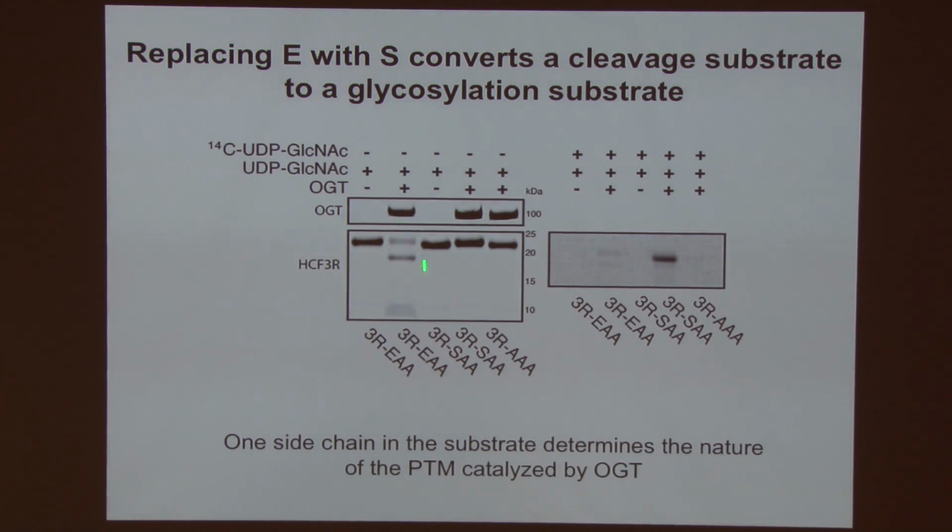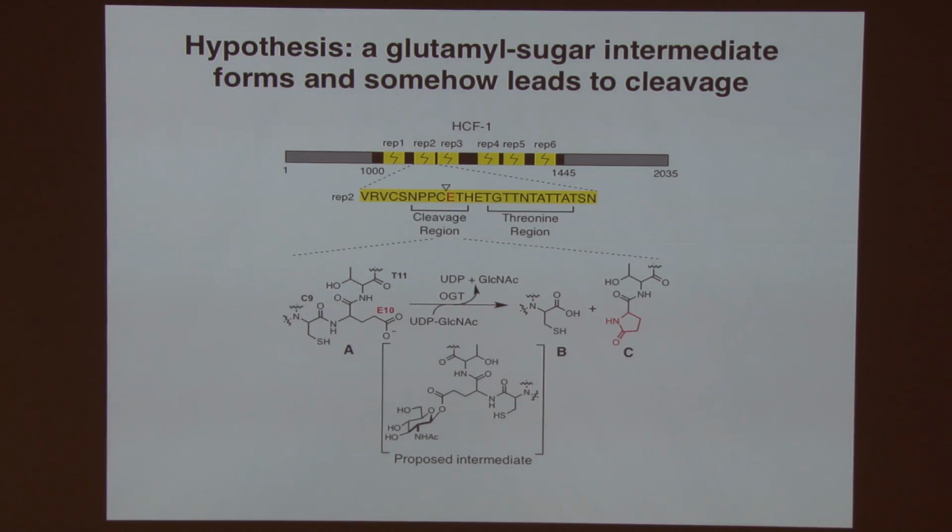And so this is our cleavage, our 3R with our glutamate, with our 1 repeat that is functional, and it cleaves. If we replace it with serine, it's completely dead. But if we look at glycosylation, the glutamate doesn't glycosylate appreciably at any site, but the serine does. And so by changing one amino acid, we've now changed the nature of the post-translational modification that this protein is catalyzing. So it goes from cleavage to glycosylation with that one change.